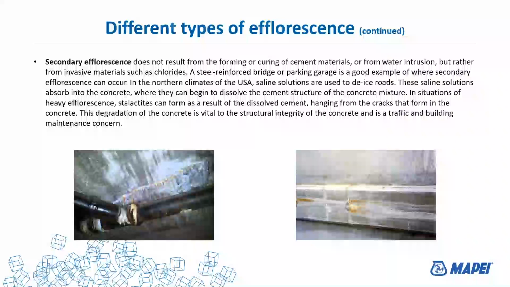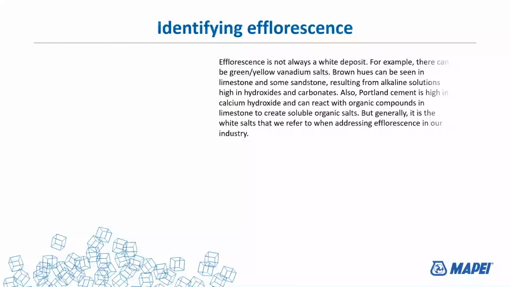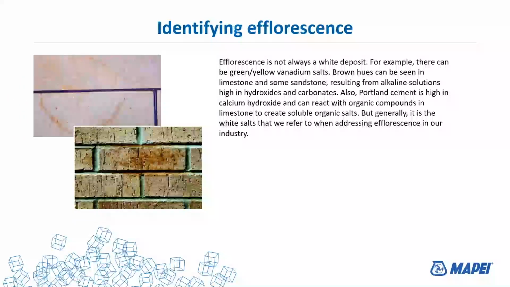We are accustomed to a white deposit like you've been seeing, but there are other types of efflorescence, and they can manifest in a variety of colors. Yellow or greenish colors can be what's called vanadium. It's a mineral, and when it effloresces, it comes out in the form of a green or yellowish powder. Brown is also seen from alkaline solutions, high in hydroxides and carbonates, that can cause the colors to come out different.